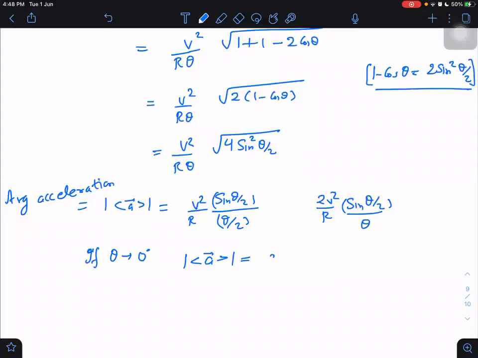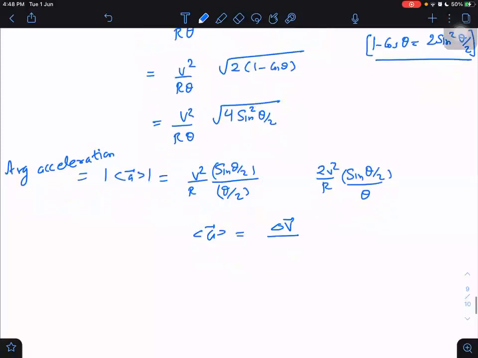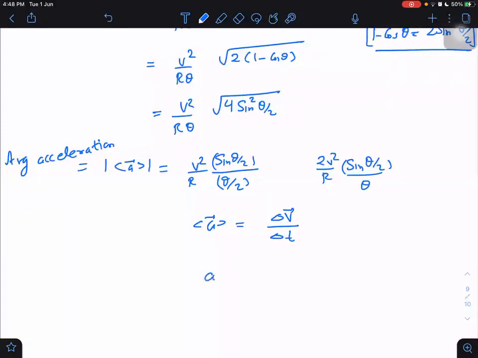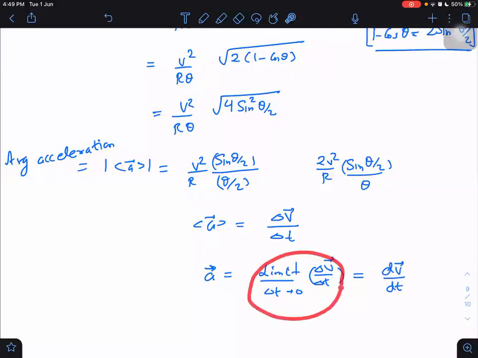What is the formula for average acceleration? Understand what average acceleration is. Average acceleration is delta v by delta t. And what is the instantaneous acceleration? When delta t tends to 0, when the interval is small, then automatically this becomes equal to the derivative of v with respect to time, dv by dt. It is just a big notation. That notation comes in this. When I write d and d, it means the time interval is small. That is understood in this notation.